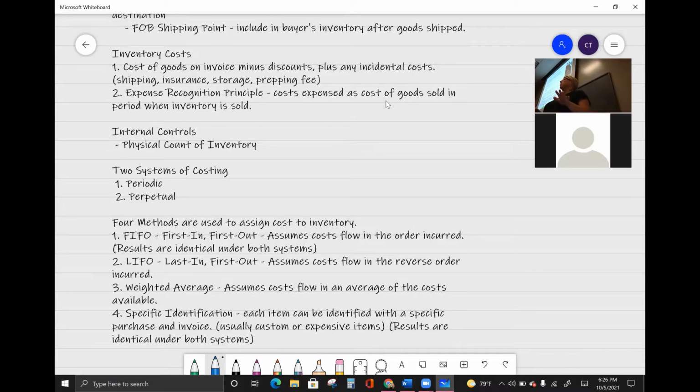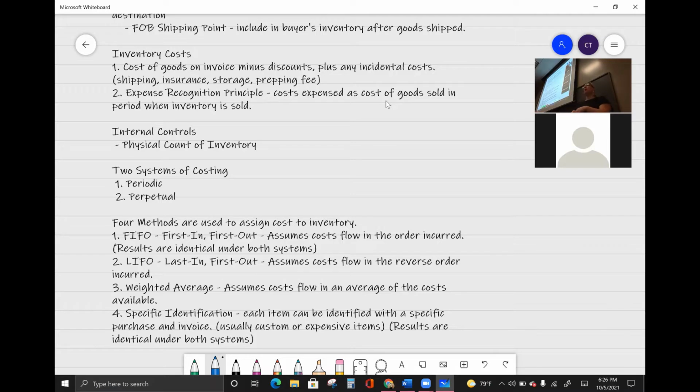Periodic is periodic. You decide, okay, at the end of this period of time, I want to do an inventory count and I want to see what my cost is going to be on these particular products. You go through your sales, here's my count, and I know what went out the door, and I'm going to take that number and say, this is what it's going to be at the end of that period.